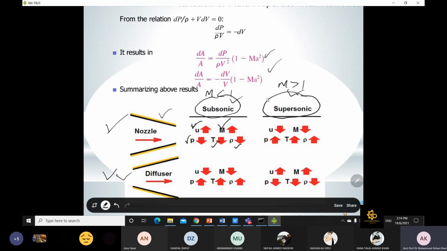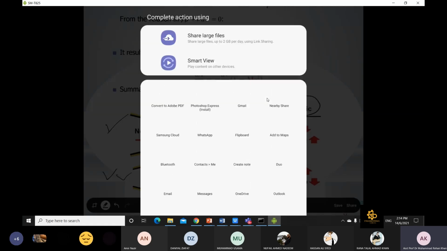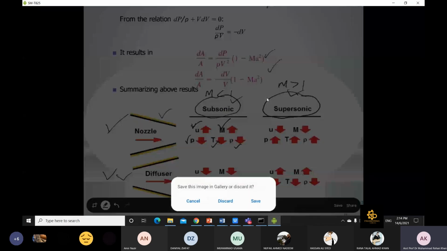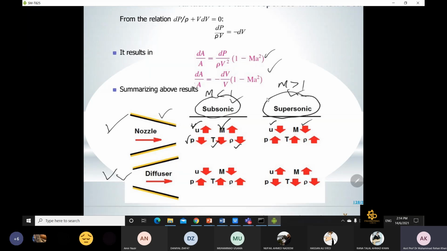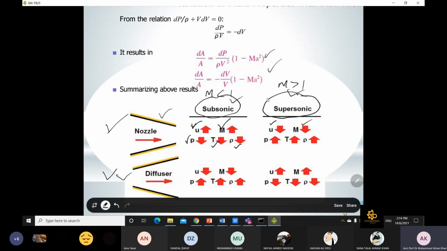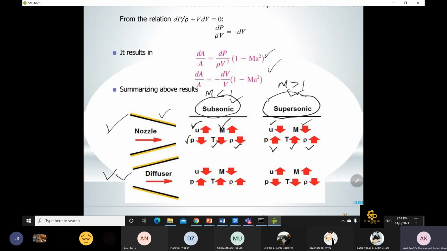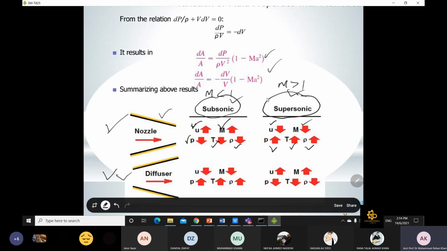Similarly, if we move towards supersonic flow, when we increase the Mach number to greater than 1, in a similar nozzle case we get a decrease in velocity at the outlet. Similarly, the Mach number also decreases, pressure increases, temperature increases, and density also increases. So these are the two cases for the nozzle, for subsonic and supersonic.